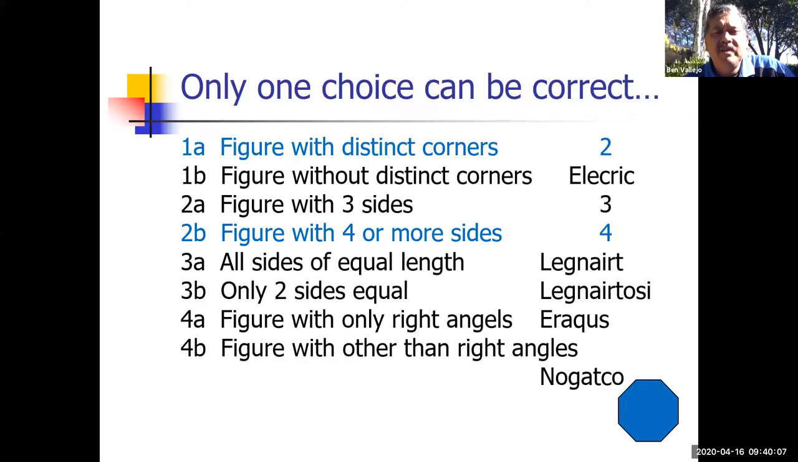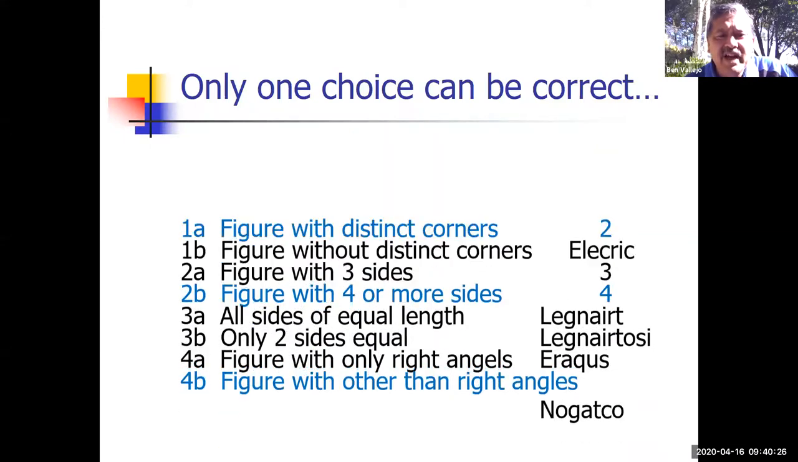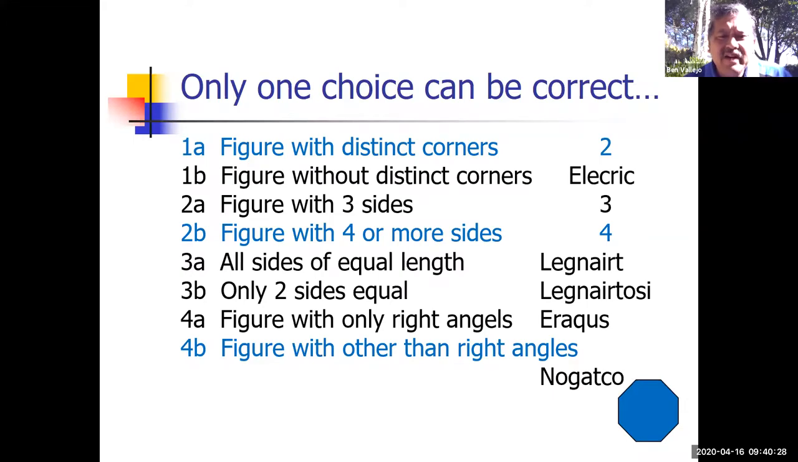And when I look at number 4, it says figures with only right angles. Oh, I need to correct that. Or a figure with other than right angles. And does it have other than right angles? It does. So 4B is the correct answer for this guy right here.